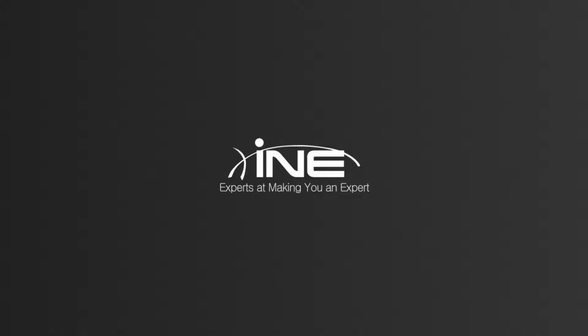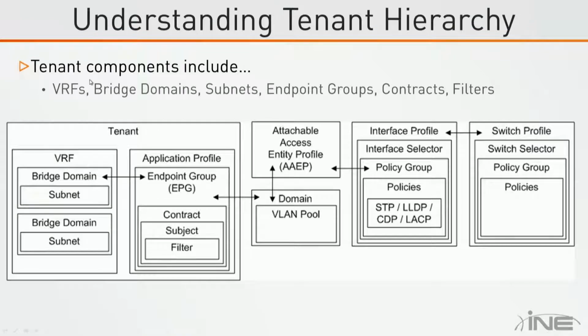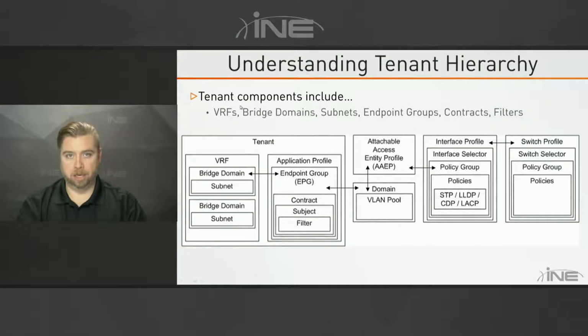So if we go back to that diagram that I was showing, the workflow, the tenant networking is the portion on the left. The networking is going to define the VRF. The VRF is going to have one or more bridge domains, which effectively are VLANs. They're like broadcast domains. The bridge domains are going to have one or more subnets. The subnet is going to be where the default gateway is defined for the end host.